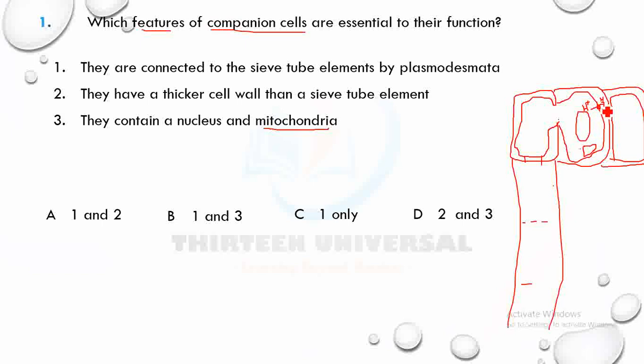You see the cell wall here. So both of them are needed. You see that number one and number three are needed for its function. So the answer is 1 and 3. Let's go to the next question quickly.